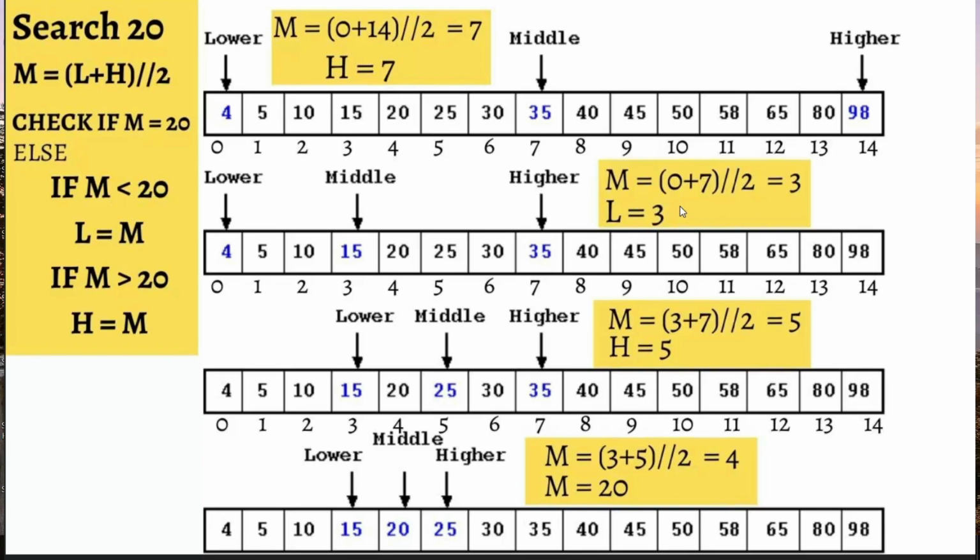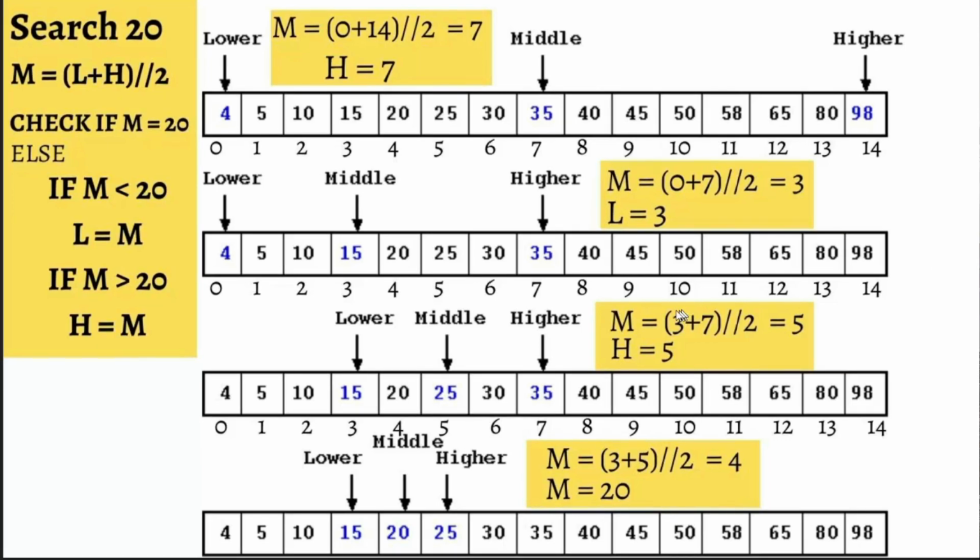So 0 plus 7 divided by 2 is 3.5, so now the third element is our middle value, as you can see here. Now we will check if the middle value is equal to the number we are searching for. But in this case also, 15 is not equal to 20. Now we will check if m is less than 20. This m, 15, is less than 20, so we will change the lower value to the middle value.